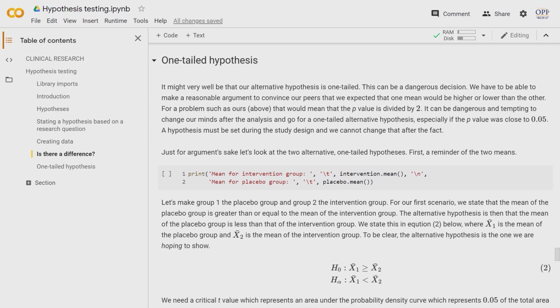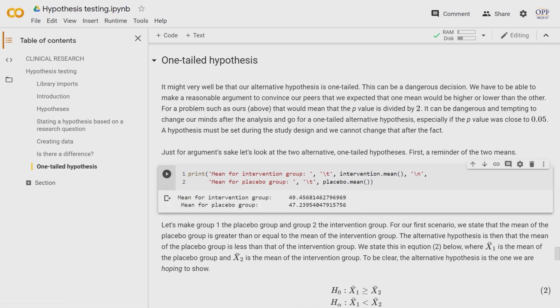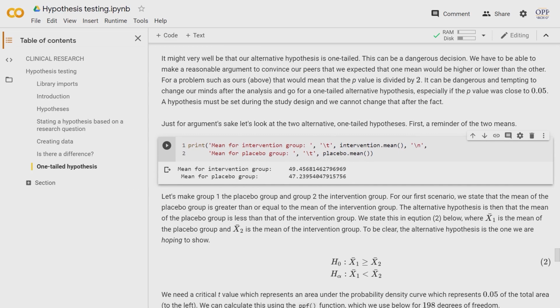So let's look at the first one. I'm just going to print those two means again so we just know where we stand. The intervention group and the placebo group. I should have put them the other way around, because placebo we're going to make our first group and intervention is going to be our group 2. So let's just remember that.